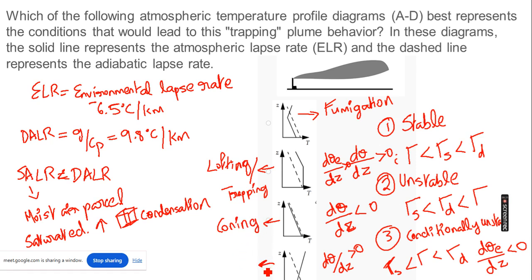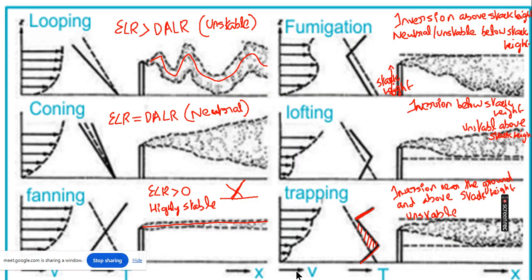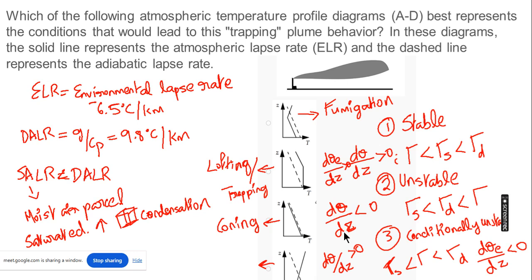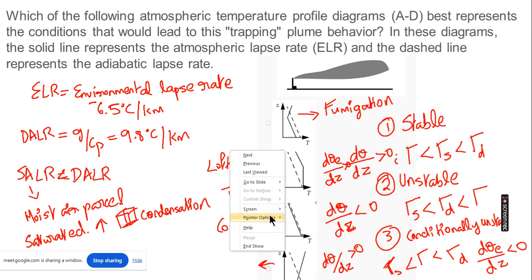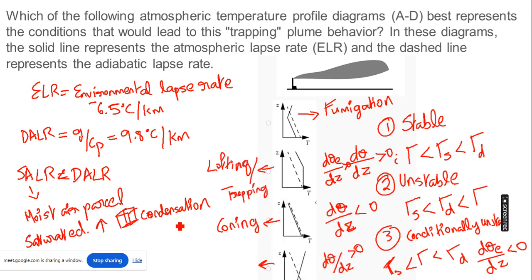And finally, the last one. In this, the ELR is positive. This is a surface inversion condition. ELR is positive throughout the atmosphere. So in that case, it will result in fanning. So this is fanning. So that is all about the plume behavior, and this was one of the questions in your week 12 assignment.